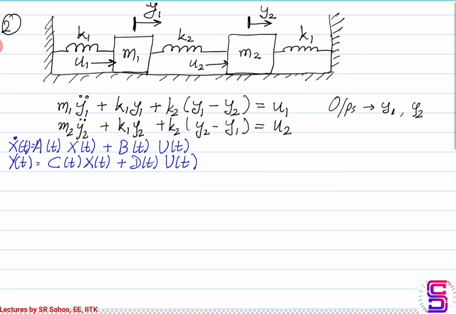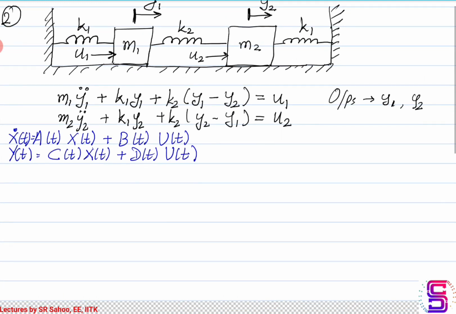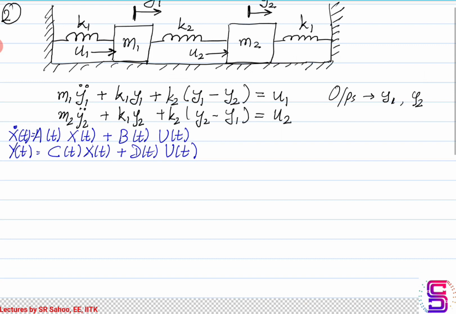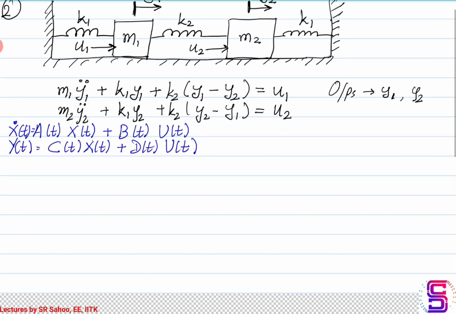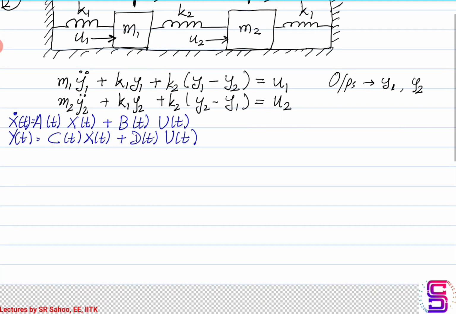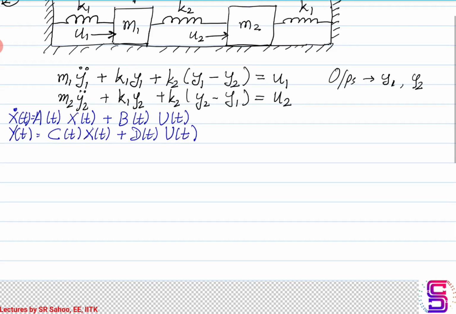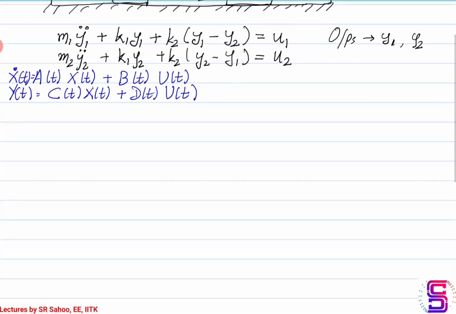We'll move to the next system where we had two masses connected by three springs, two walls on different sides, and the floor that we considered was frictionless and the walls and floor were rigid. Each mass was subject to a force u1 and u2 respectively, and we had the differential equation here. The outputs of interest are y1 and y2.